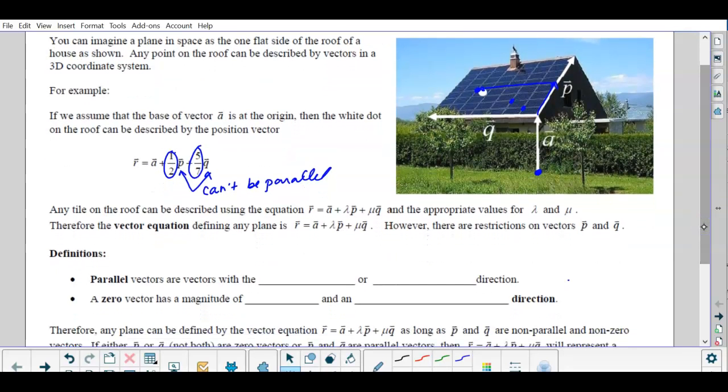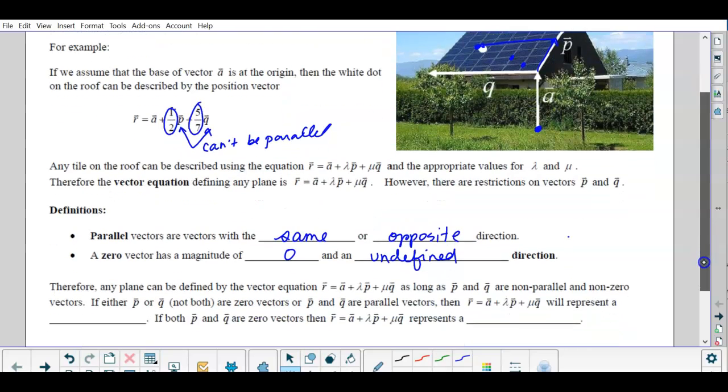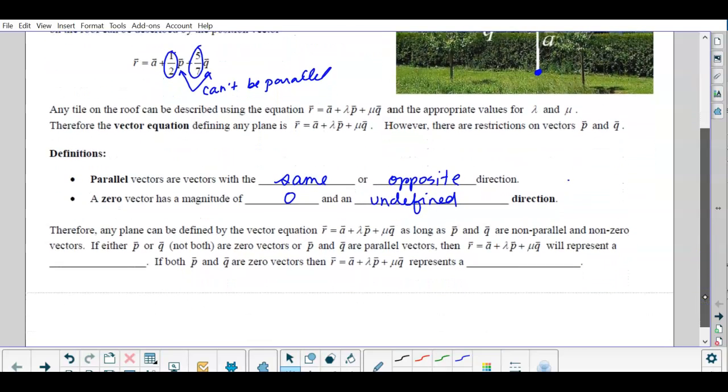So remember, definitions, parallel vectors are vectors with the same or opposite direction. So we cannot use parallel vectors. A zero vector has a magnitude of 0 and an undefined direction. So they also can't be zero vectors. Okay. So therefore, any plane can be defined by that equation as long as P and Q are non-parallel and non-zero.